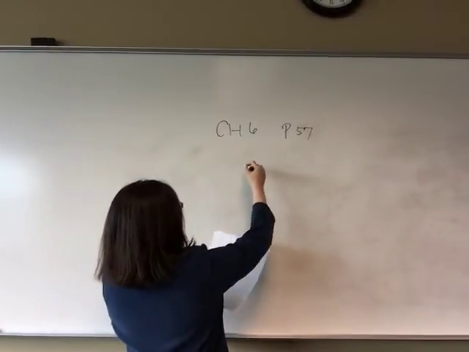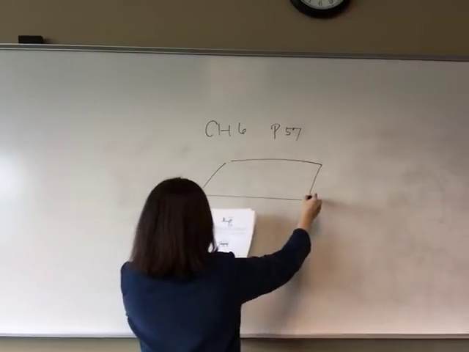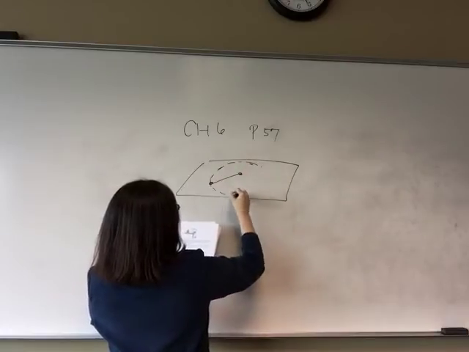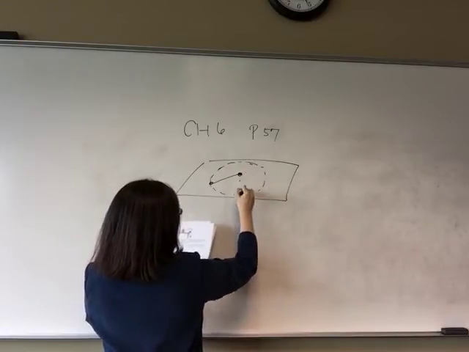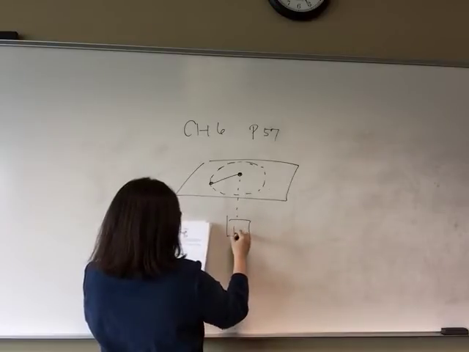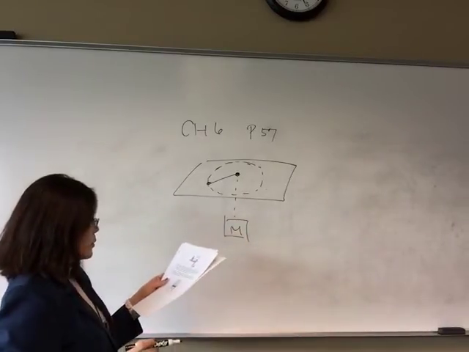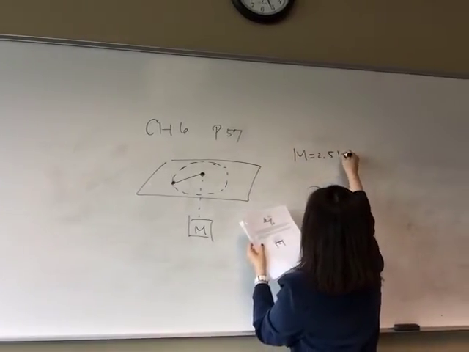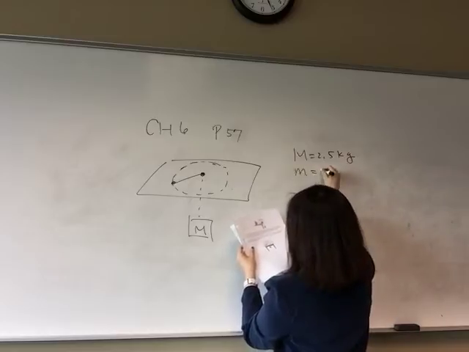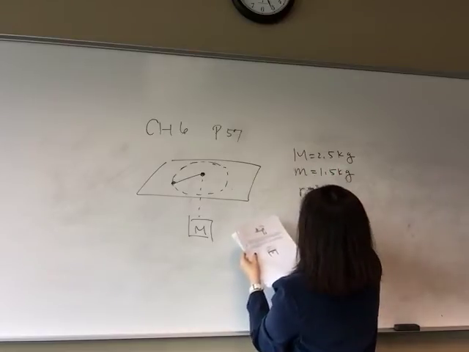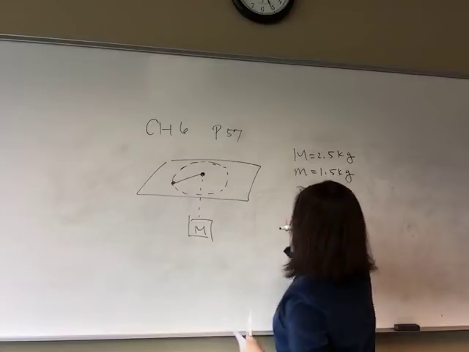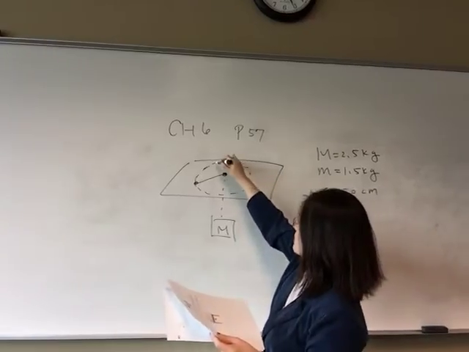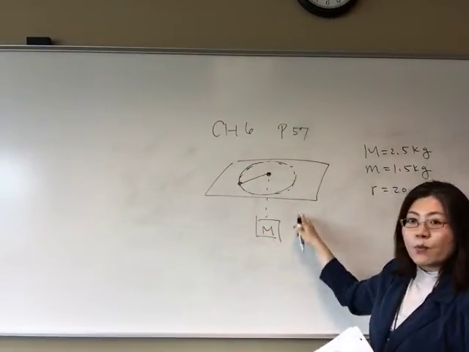Okay, so this is the diagram. This is the tabletop, and there's a hole there, and then there's a puck here that's making a uniform circular motion. And this is the hole, and then here you have the hanging cylinder. So this is the capital M, which is 2.5 kilograms, and the little m here is 1.5 kilograms, and the radius is 20 centimeters. So what speed of this puck is needed so that this whole thing is not moving?